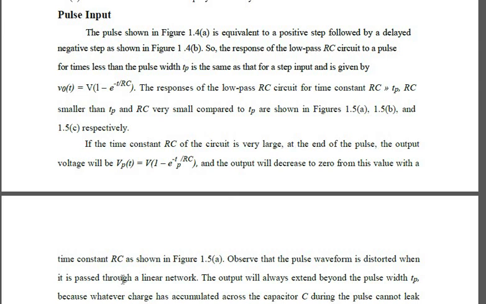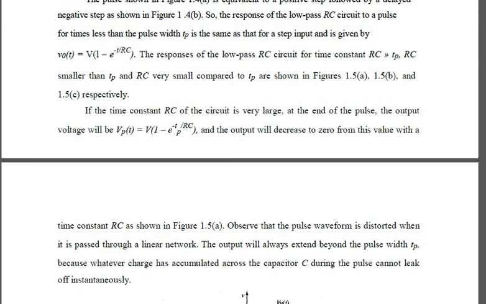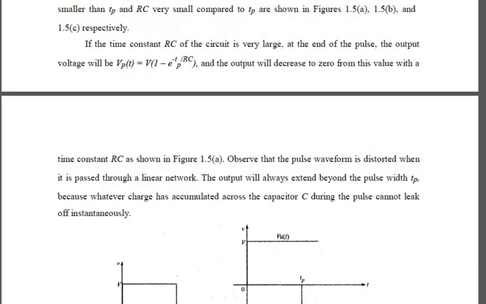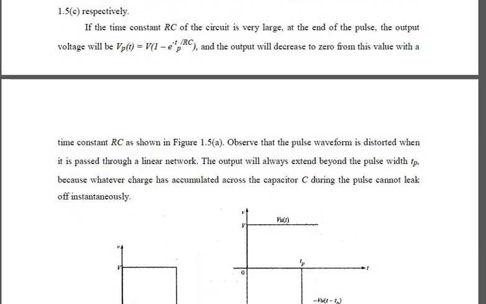The output will always extend beyond the pulse width TP, because the charge that has accumulated across the capacitor during the pulse cannot leak off instantaneously. So I'll repeat it once again. If the time constant RC of a circuit is very large, at the end of the pulse the output is given like this, and the output will decrease to 0 from this value with a time constant of RC.